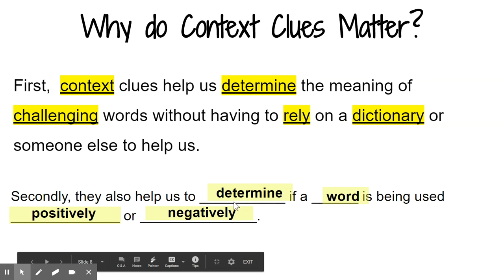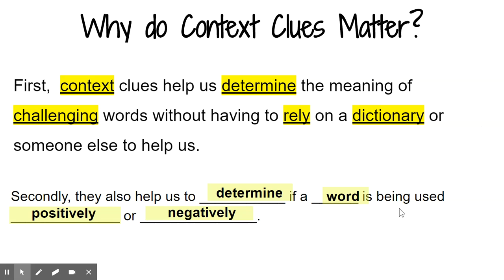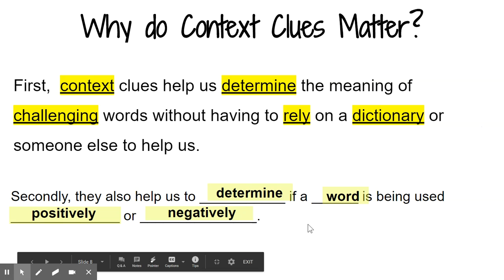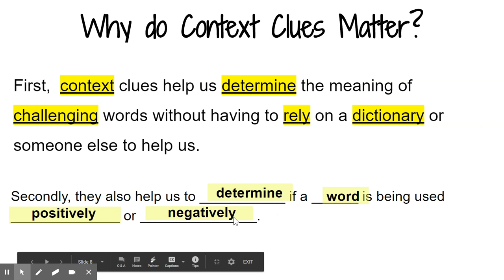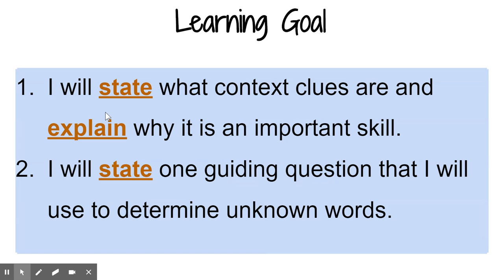Secondly, context clues help us determine if a word is being used positively or negatively. And the only reason this second part is important is it gives you an idea of what the unknown word means. Okay, so by now we discussed what context clues are and why they're important, right? How can you apply these in your life? We've addressed learning goal 1, so now we're ready for learning goal 2.